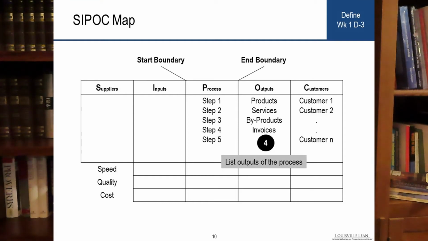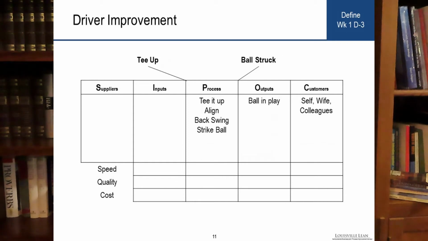The next recipe step is then to list the outputs of the process. What comes out of the process? Usually we think products and services, byproducts, invoices, if we have invoices, etc. Our process is a little bit simpler. Our output from our process is a ball in play. That's all we're going to put there. That is the output of that golf swing, a ball in play. It is not speed and quality and cost. We're going to list those later down at the bottom.